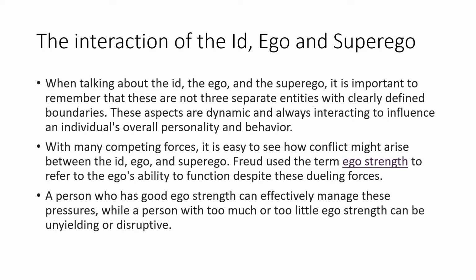When talking about the id, the ego, and the superego, it is important to remember that these are not three separate entities with clearly defined boundaries. These aspects are dynamic and are always interacting to influence an individual's overall personality and behavior. With many competing forces, it is easy to see how conflict might arise between the id, ego, and superego. Freud used the term ego strength to refer to the ego's ability to function despite these dueling forces. A person who has good ego strength can effectively manage these pressures, while a person with too much or too little ego strength can be unyielding or disruptive.